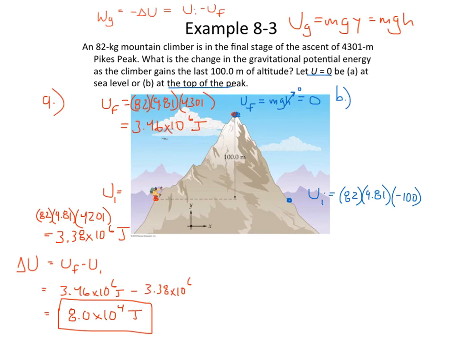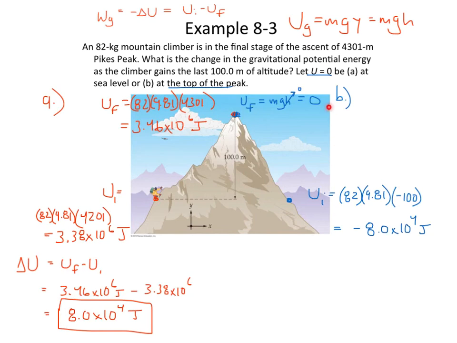Well, this should be some pretty easy math to find this difference right here. But let's find what his gravitational potential energy is right here at 100 meters below 0 level. And I get that right here he has potential energy of negative 8.0 times 10 to the 4th joules, which should sound pretty familiar to you. All right, but that's the initial potential energy. Here's the final right here.